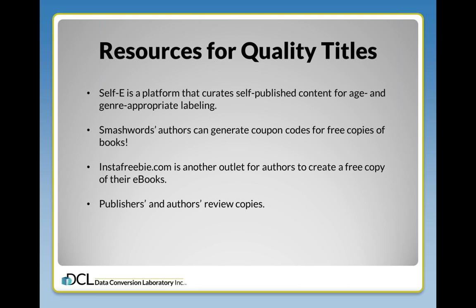So if you can get the list of titles for the genre you're looking for and the age category from Self-E, then you'll have Library Journal's basically seal of approval. They're not getting into critiquing the book or saying it's worthy or not. It's simply, is it grammatically decent and is it appropriate for what it claims to be?